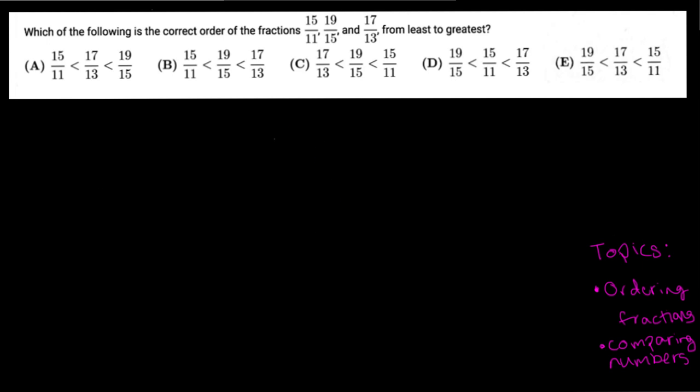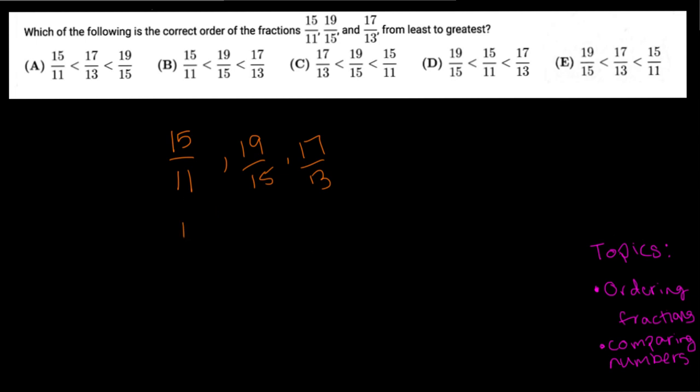So there are really two ways to solve this problem, and one is a quicker method, and one will most likely take more time with larger numbers and stuff. So let's go over the quick method first. What I would do to solve this problem was, okay, so I have 15/11ths, 19/15ths, and 17/13ths. What I would do is I would subtract 1 from all of these numbers.